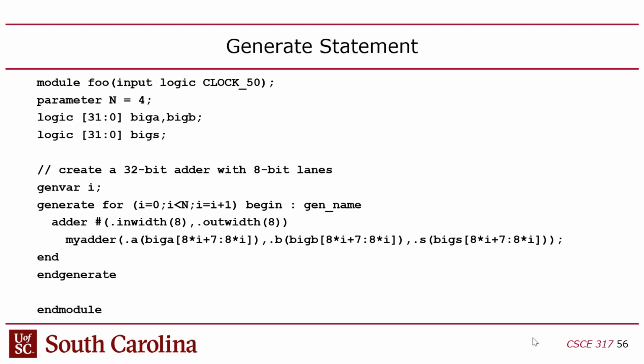Now remember the syntax here is strange. Adder is the module name, then the parameters, then the name of the module, then the port map. Now the port map is where the interesting stuff happens. So the A input on each adder is connected to big A. In this case, these are 8-bit adders, and big A is 32 bits. And N is 4. So this is going to create 4 adders that are 8 bits each that add a vector that's 32 total bits.